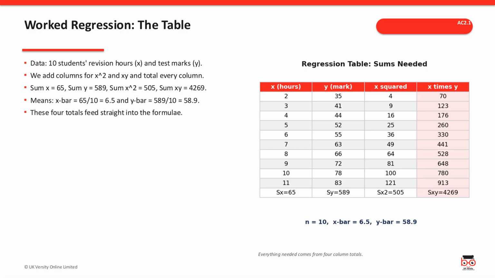Let's run this on 10 students' revision hours, x, against their test marks, y. We add columns for x squared and xy and total everything up. That gives the sum of x as 65, the sum of y as 589, the sum of x squared as 505, and the sum of xy as 4269. The means come straight out. x̄ is 65 over 10, so 6.5 hours, and ȳ is 589 over 10, so 58.9 marks.